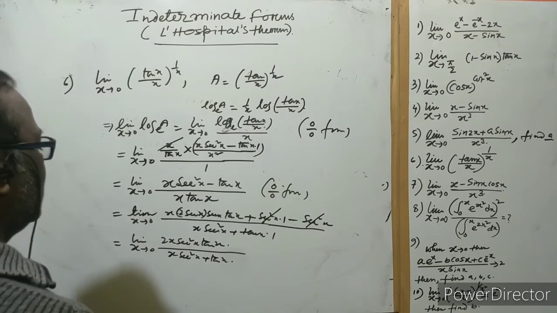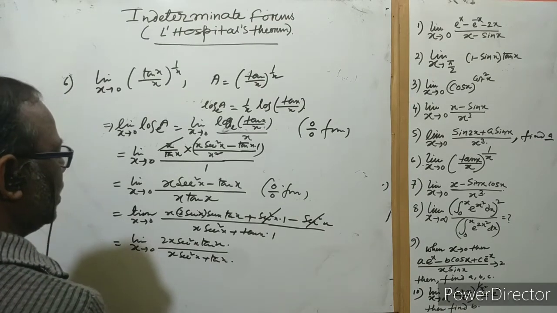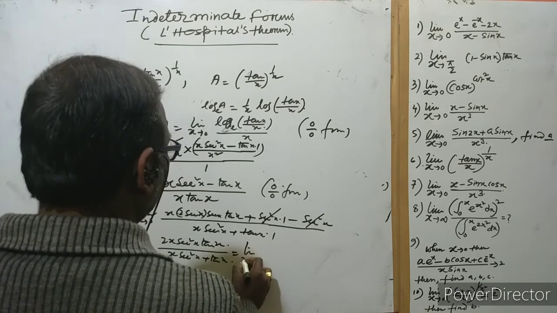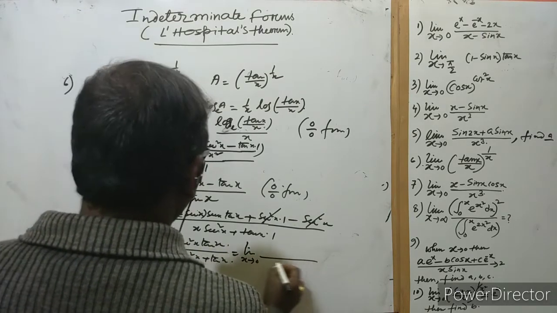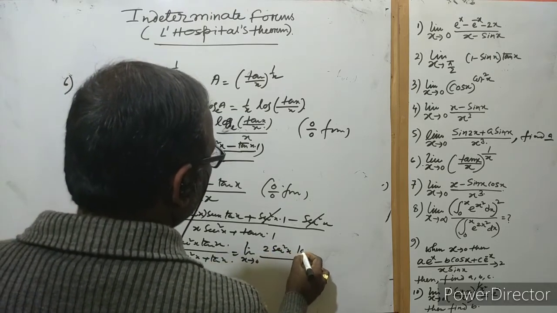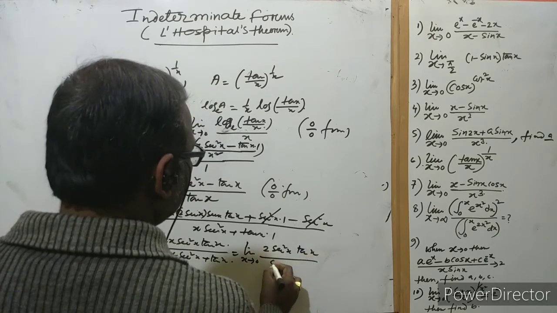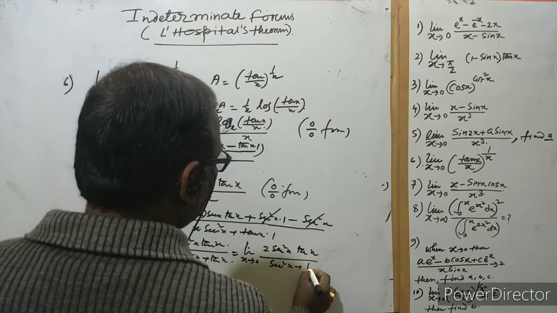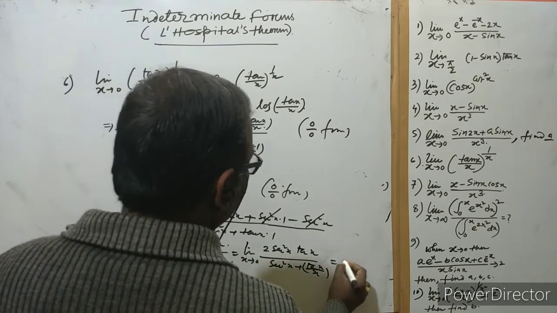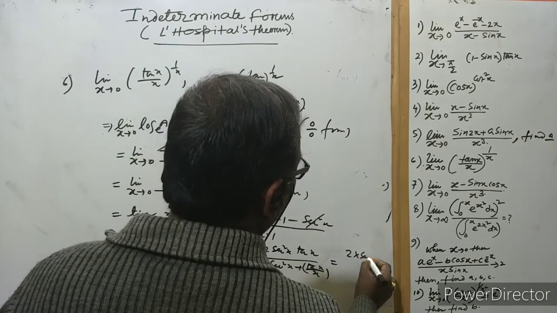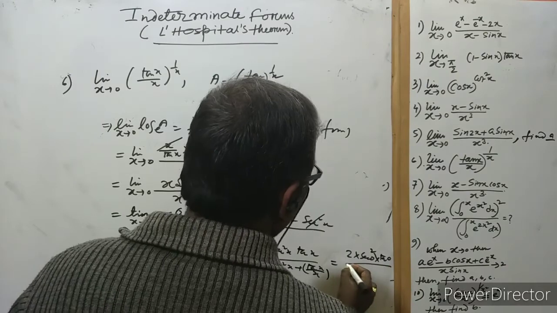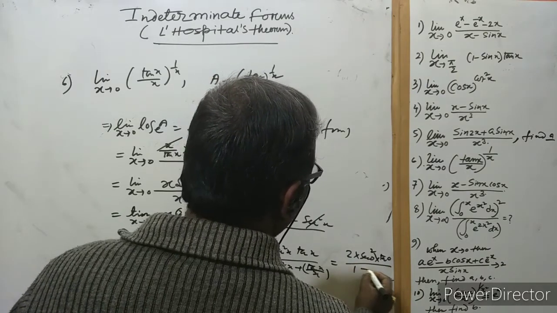Now see, divide by x on both sides. Sorry, not both sides, numerator part and denominator part by x. Then we get here 2 sec square x tan x over x, and the denominator is sec square x plus tan x by x. So now see, this is 2 into sec 0 into tan 0 by x, by this is here 1 plus 1.